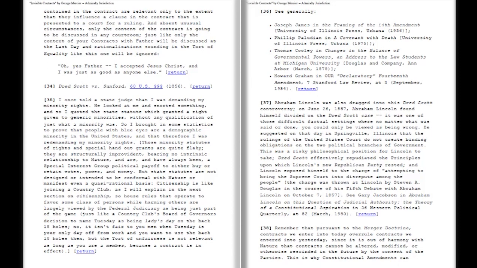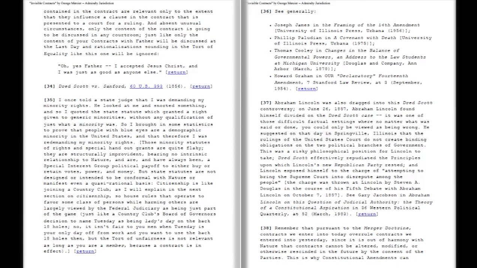Philip Paludan in A Covenant with Death, University of Illinois Press, Urbana, 1975. Thomas Cooley in Changes in the Balance of Governmental Powers, an address to the law students at Michigan University, Douglas and Company, Ann Arbor, March, 1878. Howard Graham in Our Declaratory 14th Amendment, 7 Stanford Law Review, at 3, September, 1954. Return.